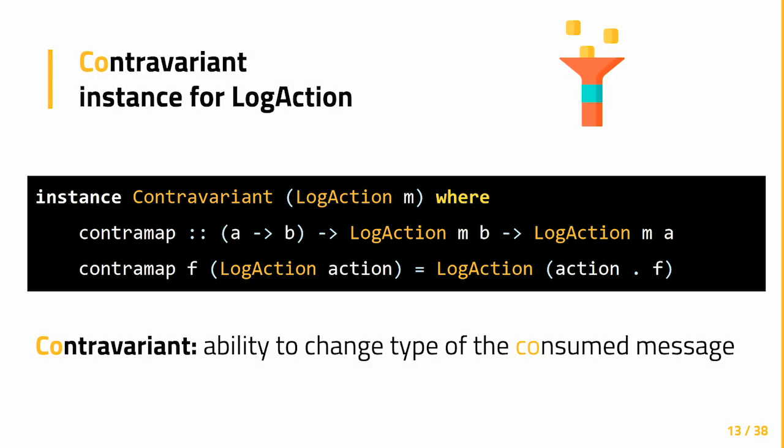So, and this is the instance of contravariant for log action. You know how to log messages of type B. You have a function from A to B, and now you know how to log messages of type A, how that works. You are given A, you apply a function to get a B, and then you pass the B to your given log action. So this contravariant instance allows you to change the type of a message that you are going to consume.